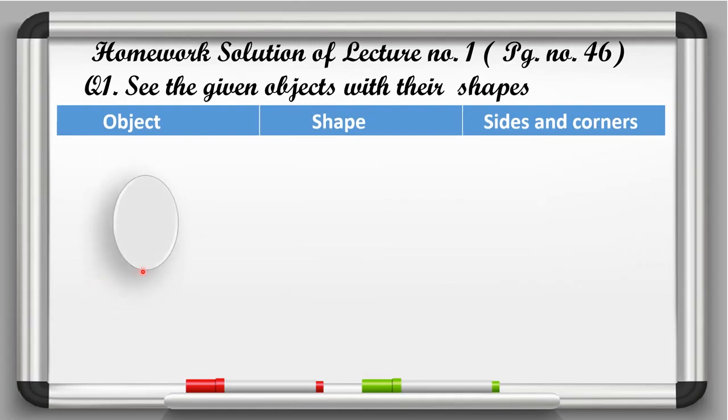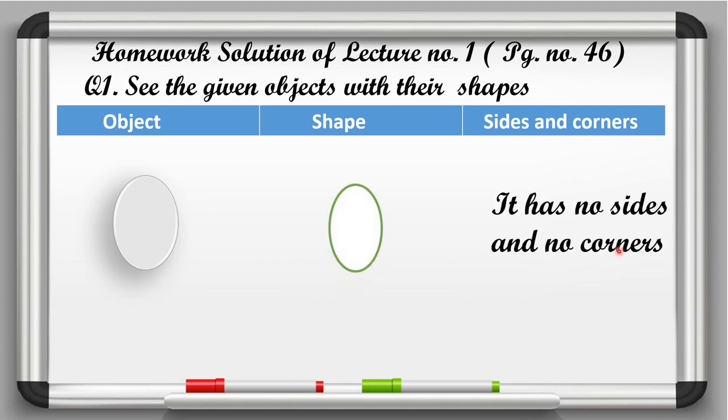Now the last one is an egg. And the shape is given. It has no sides and no corners. So can you guess which shape this is? That is oval shape. O-V-A-L. Oval.